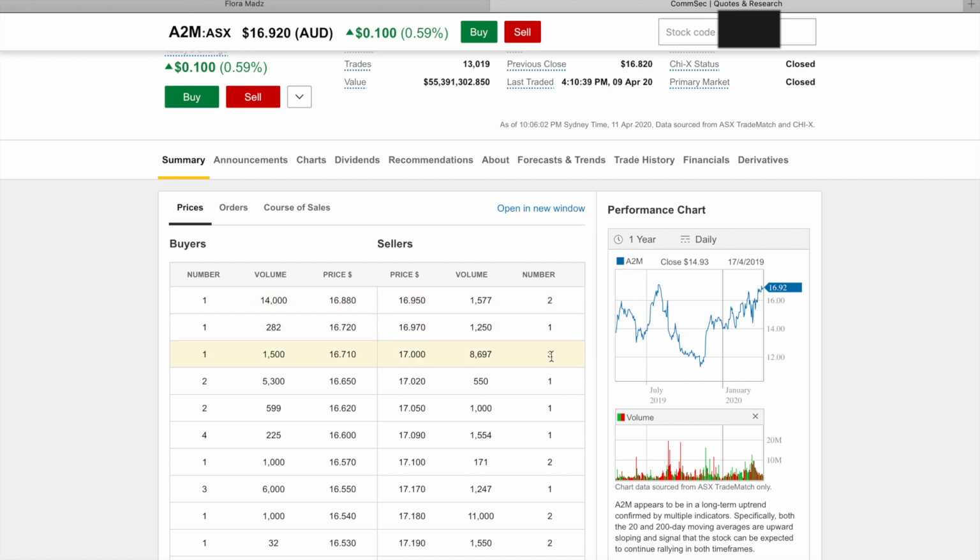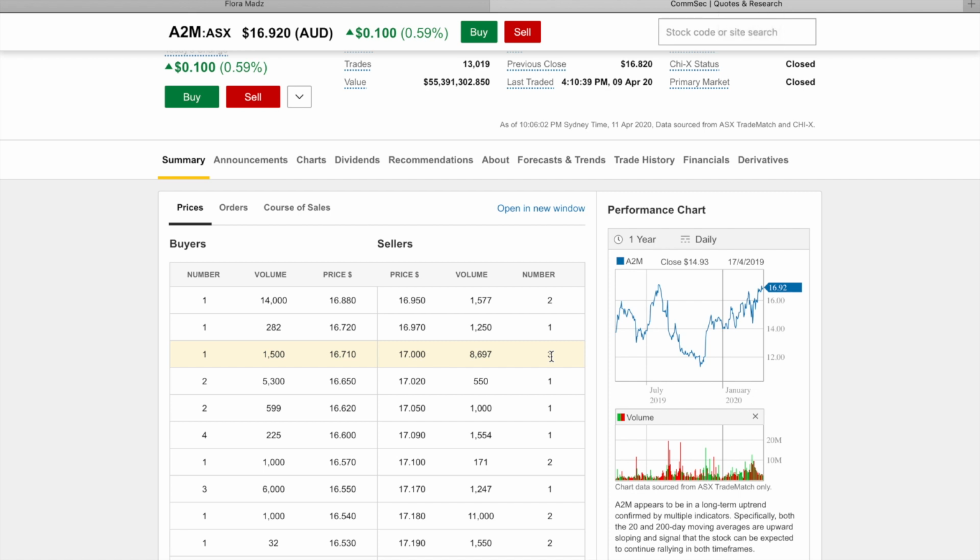It just means that if I go on this market and I want to buy this stock for $16.50, and there's already another person who has placed an order to buy this stock for $16.50.